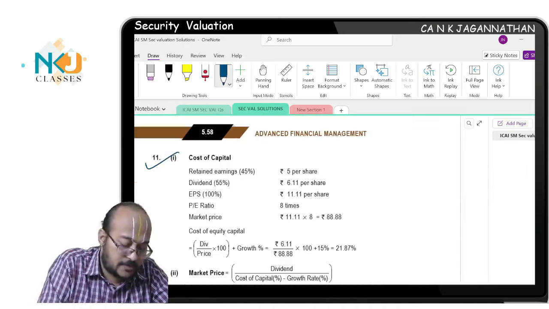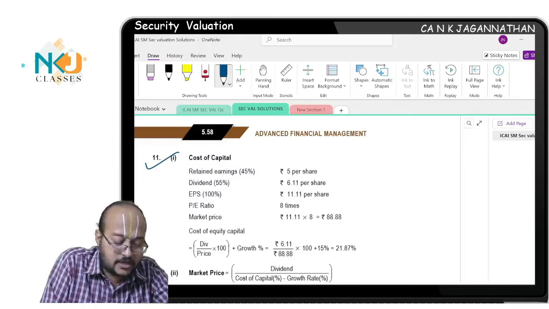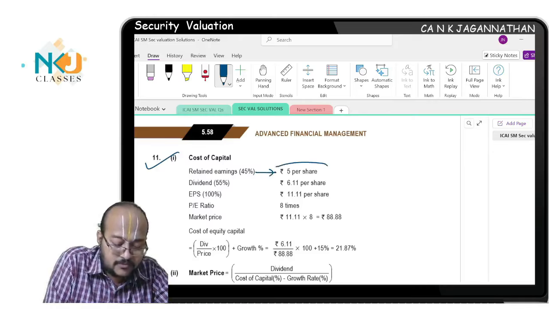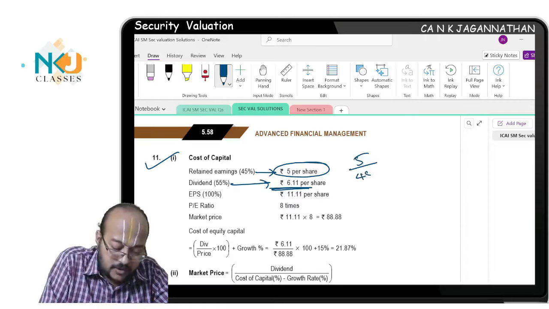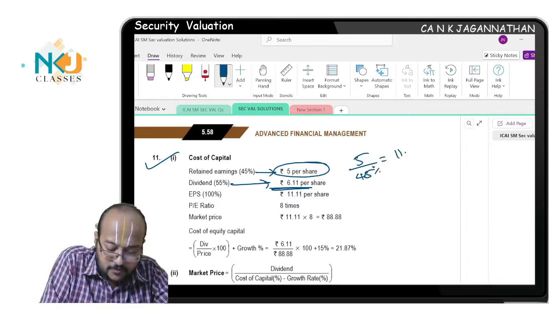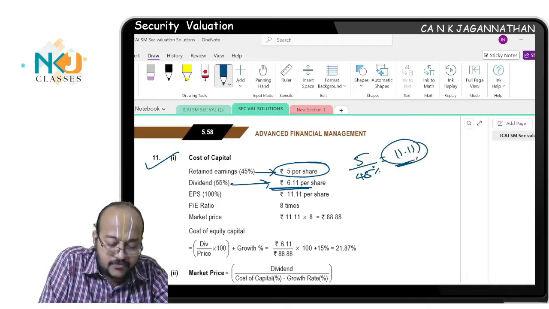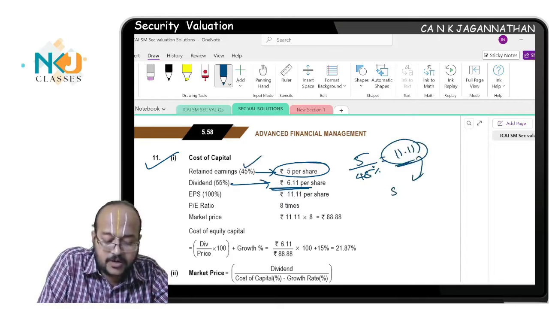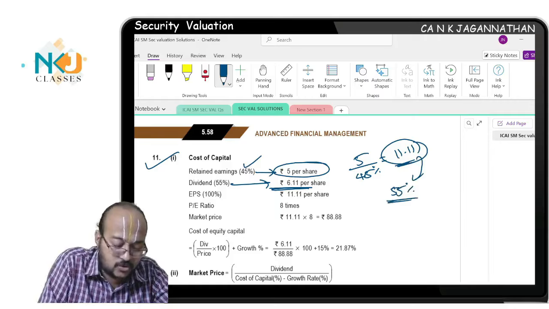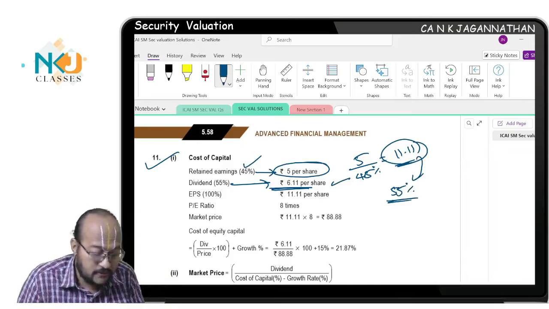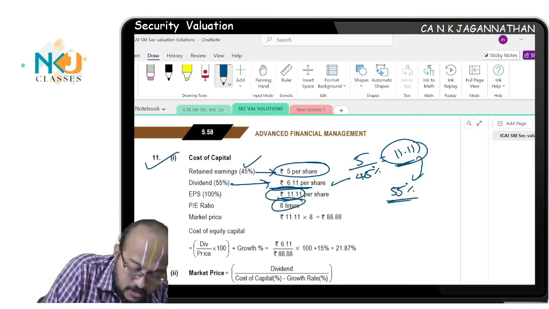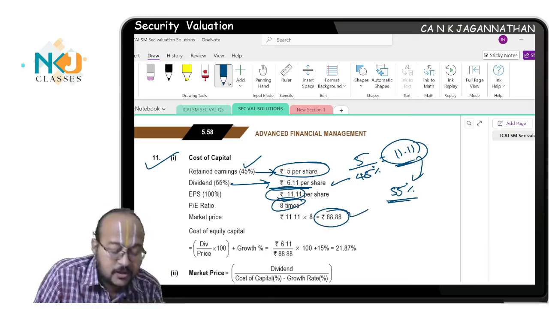See here what happens. Cost of capital, first you need to find out K. Retained earnings 45% comes to 5 rupees. What is the dividend? 6.11. What is the total? You need 5 divided by 45%, which will give you 11.11. This is the EPS. Of this EPS, 45% is retained, 55% is payout ratio, which means 6.11 is the dividend per share.